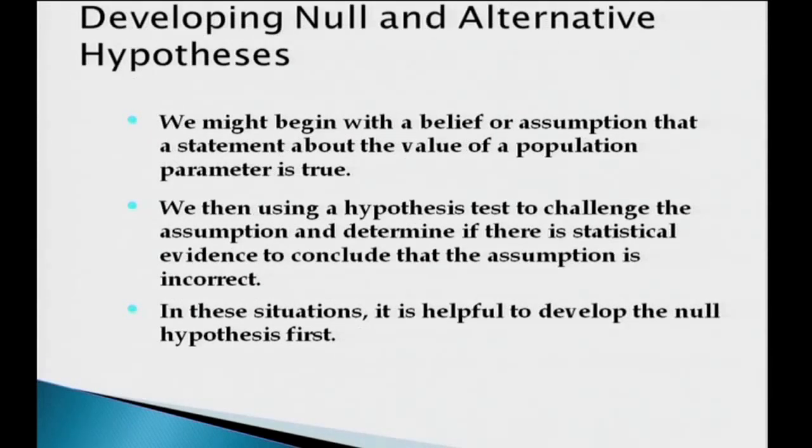So, we need to keep certain care in mind before defining null and alternative hypothesis. Here we begin with a belief or assumption that a statement about the population parameter is true. Then we use hypothesis testing to challenge the assumption and determine if there is statistical evidence to conclude that the assumption is incorrect. In this situation, it is helpful to define both the null and alternative hypothesis.